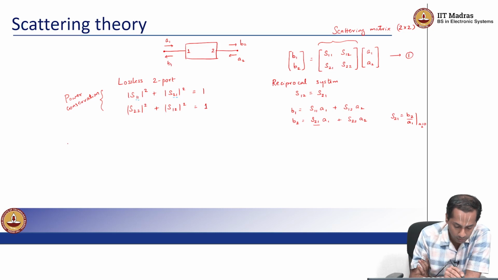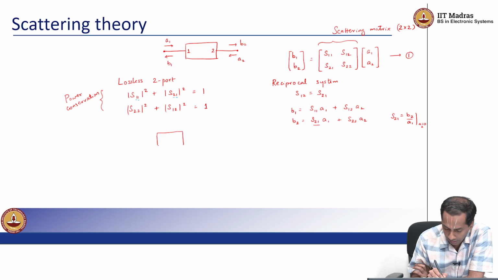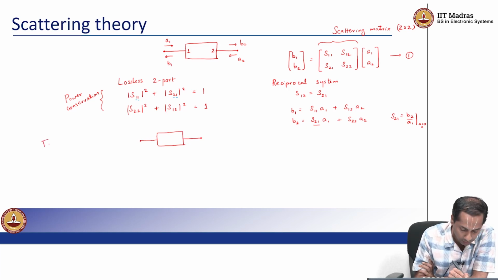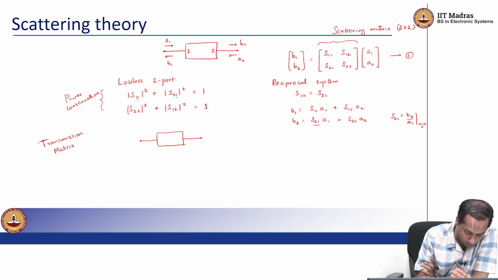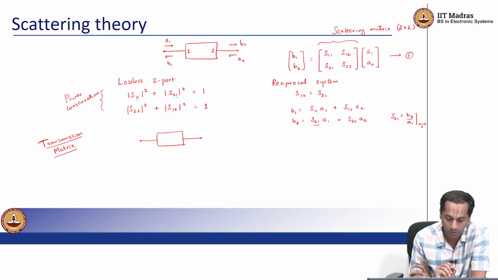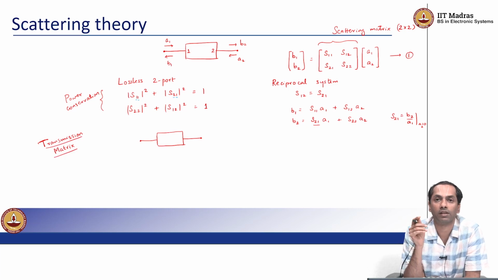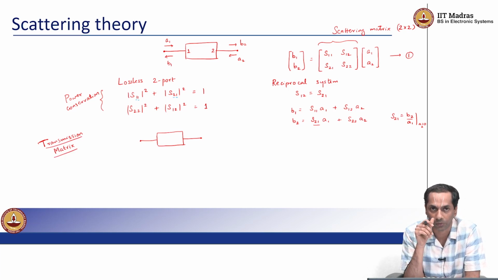So another useful transformation is to look at the same two ports but relating the A's and B's slightly differently. We call this the transmission matrix. It's just a mathematical rearrangement, and it is particularly useful when we start cascading elements. We will see this very soon.